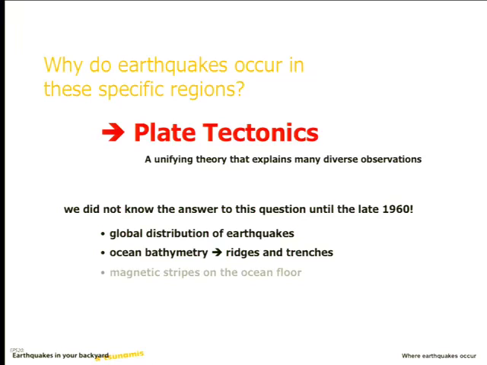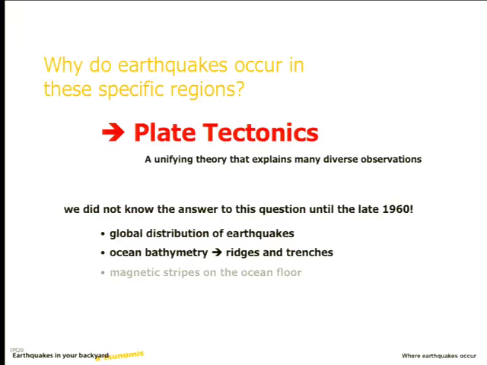But these are the 3 key observations. And this single unifying theory explains these diverse observations. That's why we call it a unifying theory. And it's an incredibly powerful theory in the solid Earth sciences because it explains so many observations with a relatively simple model. So it should be the goal of every scientist to come up with a simple unifying theory that explains all observations. Right? That's the objective of science.